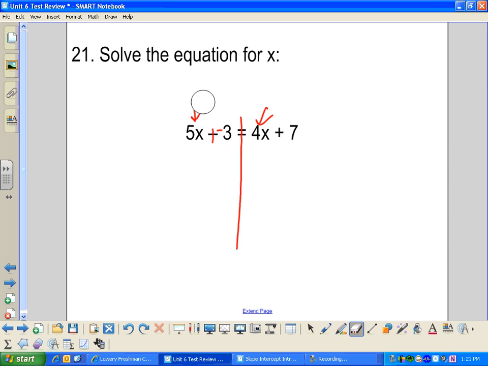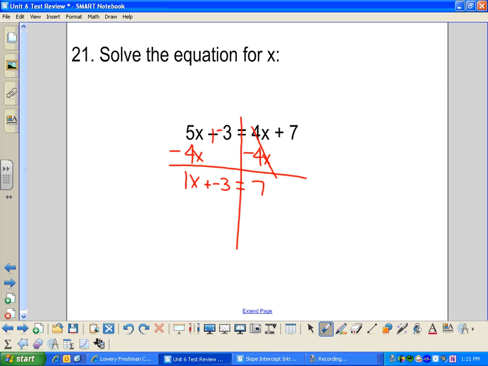So remember, I'm going to look for the one that has the smaller coefficient, and I'm going to move it, or really get rid of it from this side and put it over to that side. So the way I can get rid of this 4x is I can subtract it. I do it to both sides to keep them balanced. So I'm left with 1x plus negative 3 equals 7.